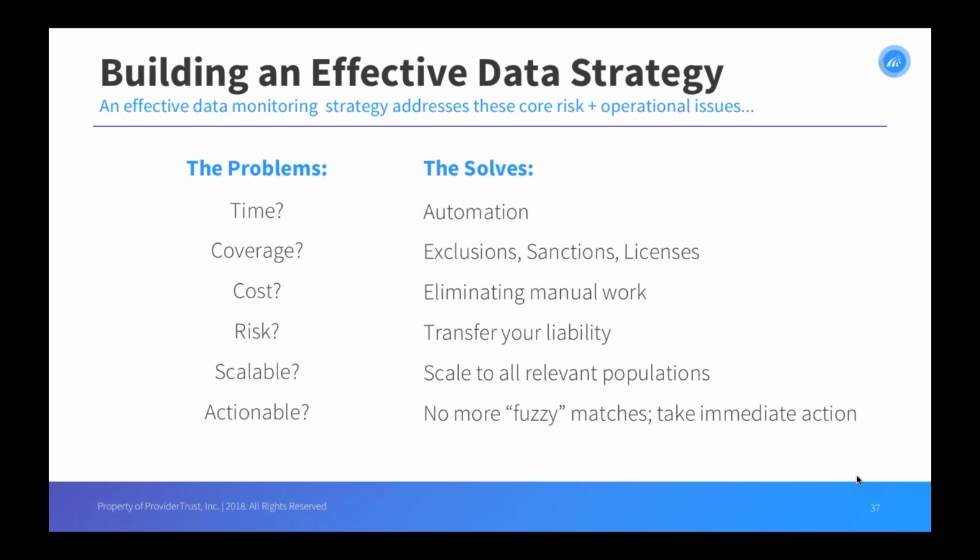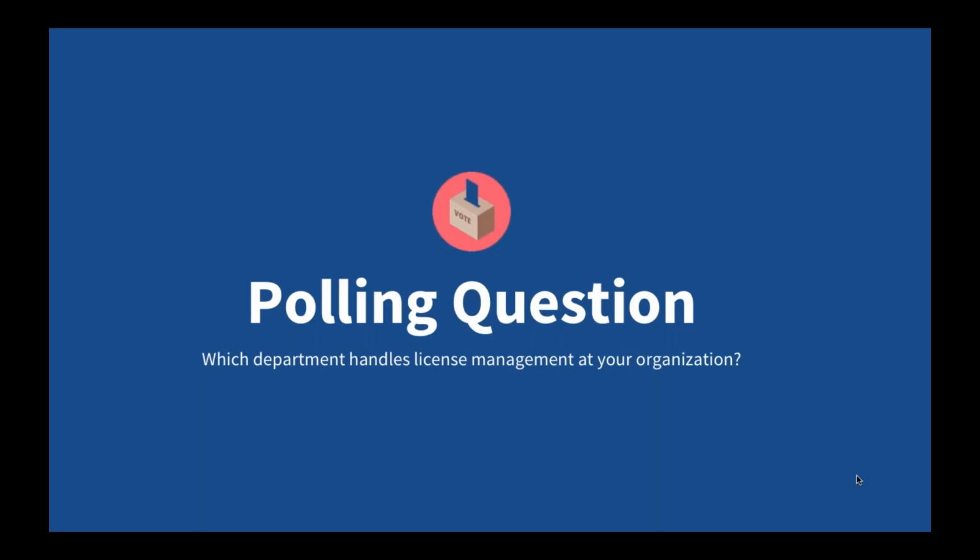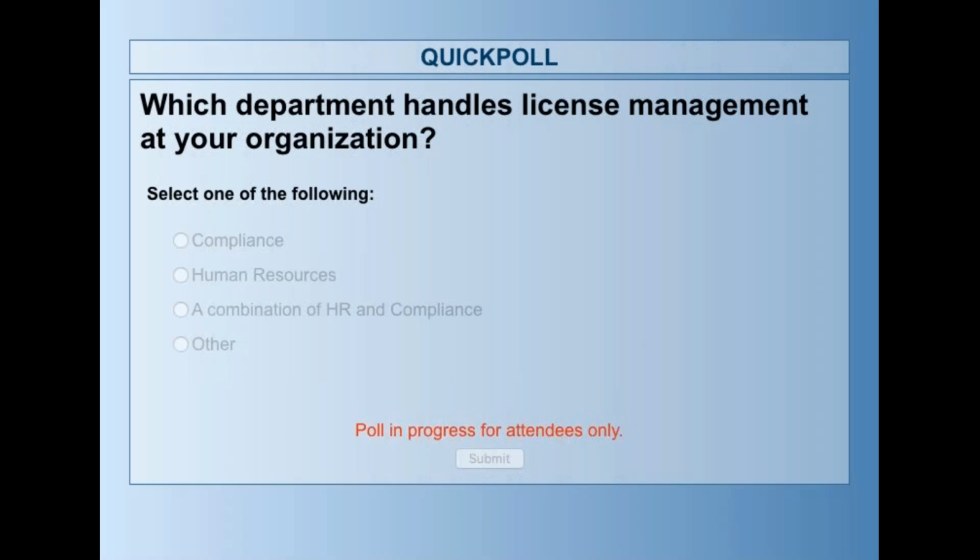And so where do I begin, right? Here is the action plan. And it looks like we actually have one more poll question before we get into this, which is which department handles license management at your organization, right? The last poll question for today. So really, we'll end it out with this. Is it compliance? Is it HR? Is it a combination of HR and compliance? Or is it some other, right? So is it IT that's running a script in the background? Is it legal or risk or internal audit? Maybe it's SIU if you're a health plan, right? Is it credentialing, right? What department handles license management at your organization?